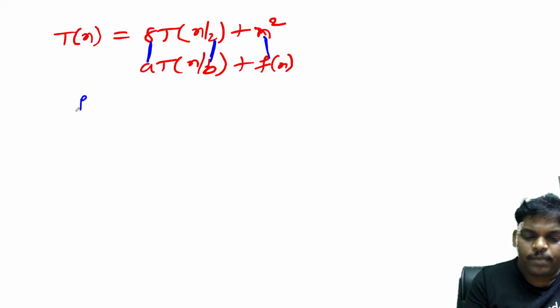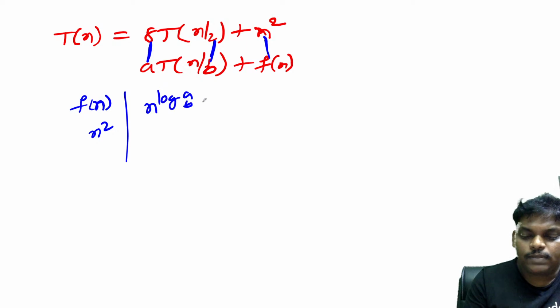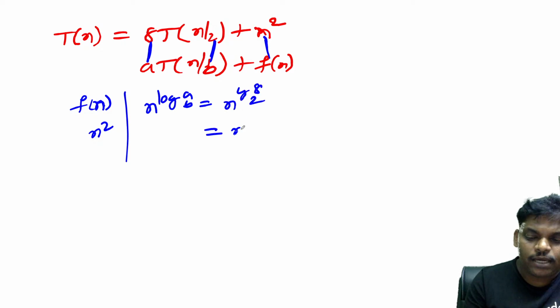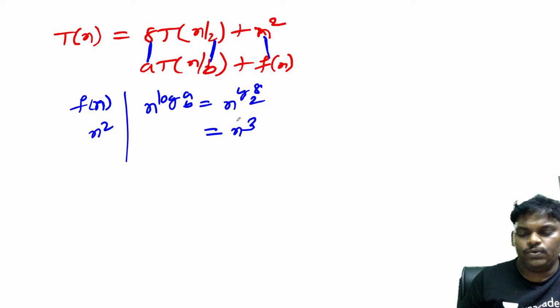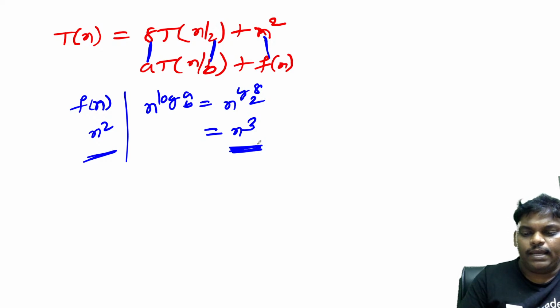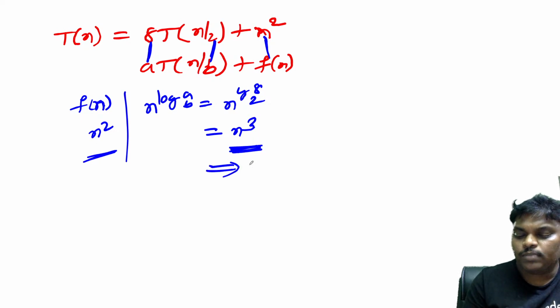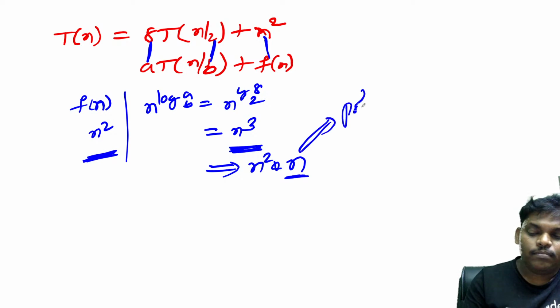If you compare, f(n) is n², and n power log a base b is n power log 8 base 2, which is n³. So n power log a base b is bigger. How many times bigger? This can be written as n² into n. The right one is bigger by a factor of n, which is polynomial. It means polynomially bigger.